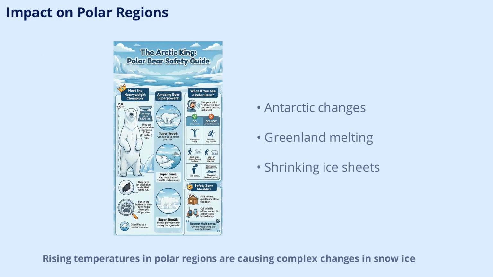Rising temperatures in polar regions are causing complex changes in snow, ice, and wind patterns. In Antarctica, warmer air may lead to more snowfall in some areas, but increased melting along the coast. Greenland is experiencing rapid ice melt, and any increase in precipitation is likely offset by this melting. The overall trend is a shrinking ice sheet, contributing to sea level rise.